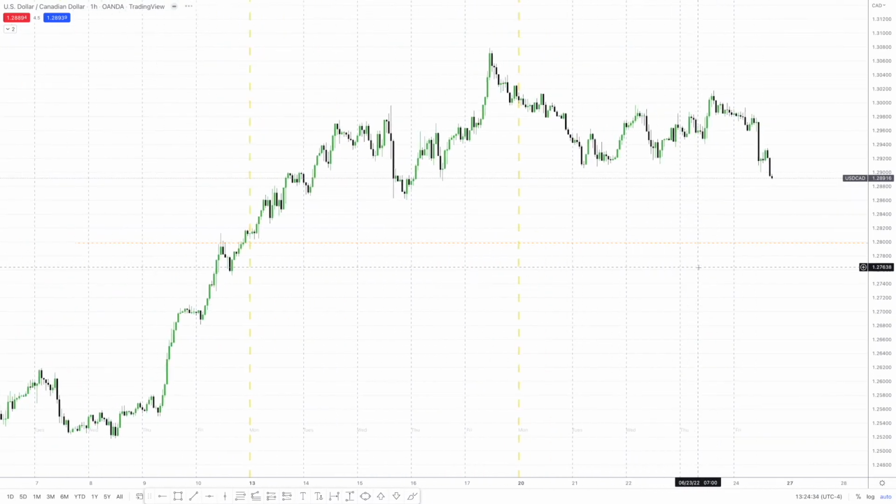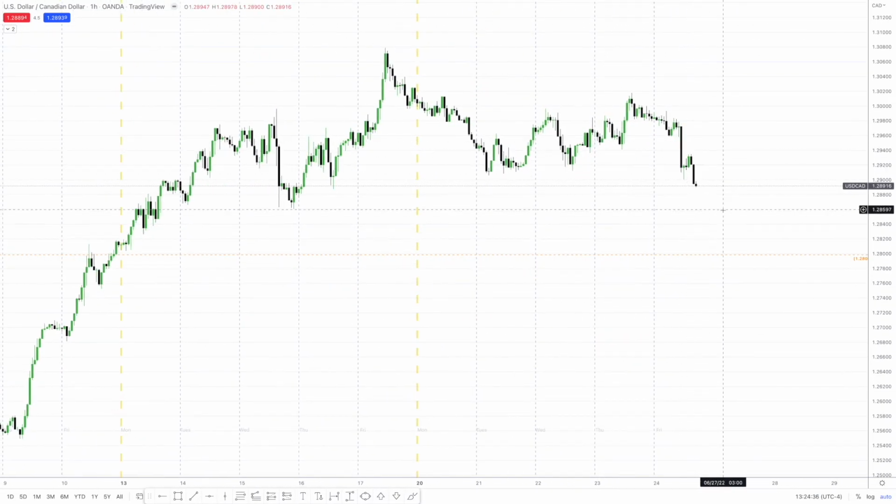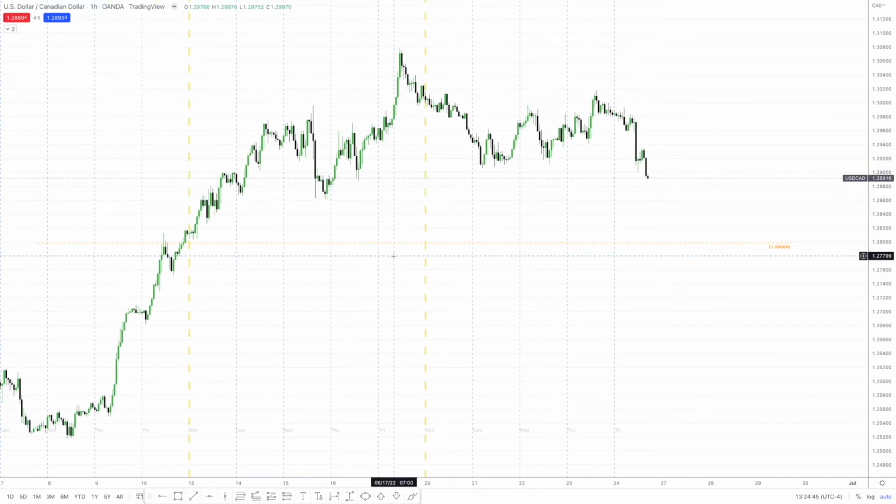And if we look at the hourly chart, we had a pretty nice sell-off on Friday. We have lows right here that we can take out. We have lows right here that we can take out, getting to that 128 level. So that would be my target for this week on this pair.